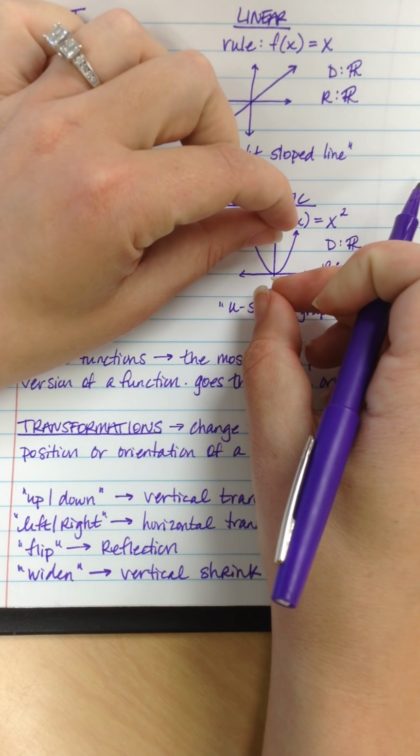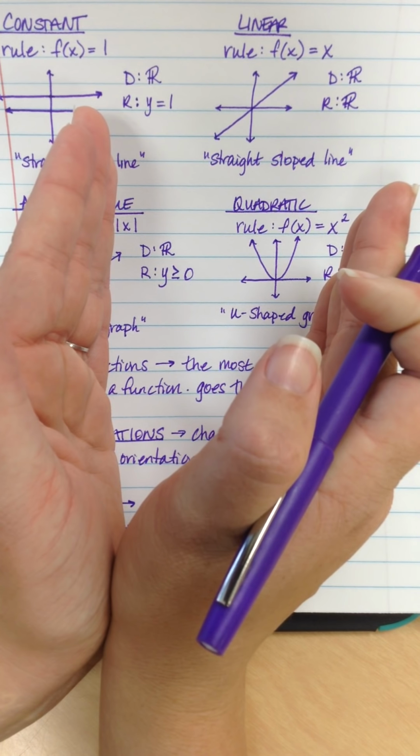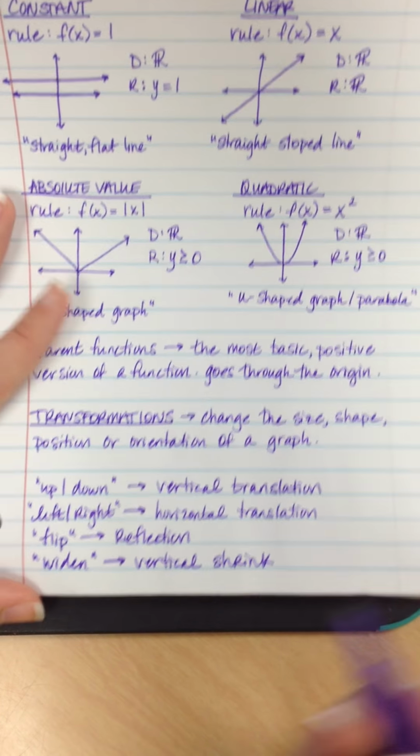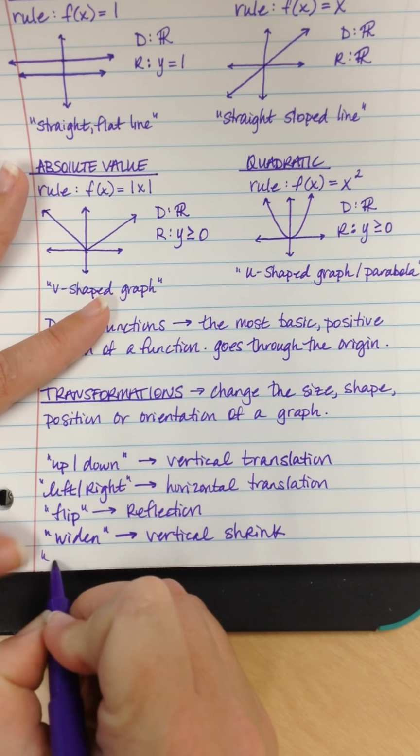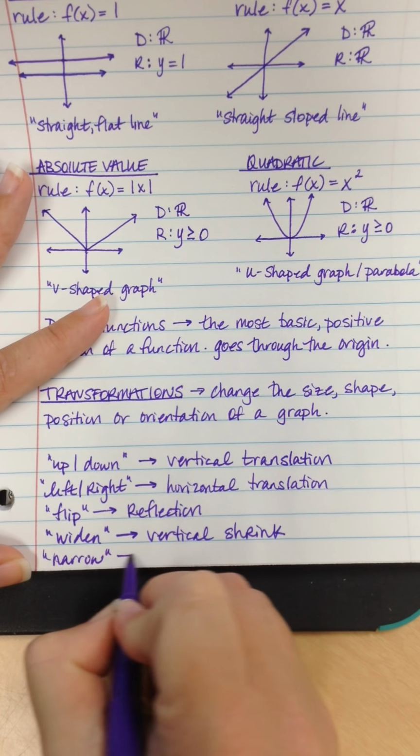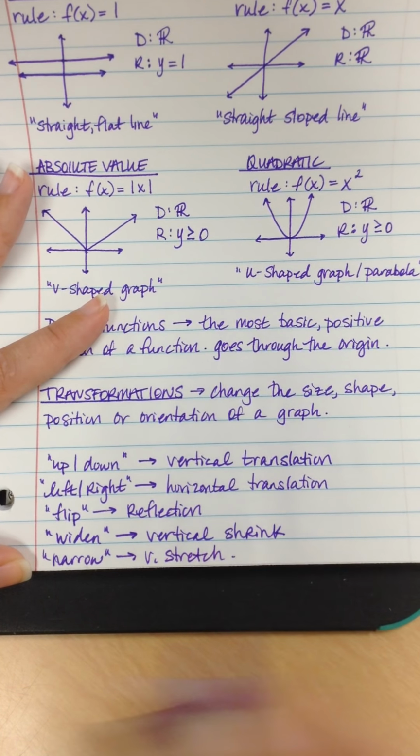However, if we take this and we stretch it, then the graph is going to go from looking like a U of this sort to a more skinny U or a more narrow U. So the other option is a narrow graph. In that case, it would be a vertical stretch. With transformations, we start abbreviating the horizontal and vertical because it just becomes understood.